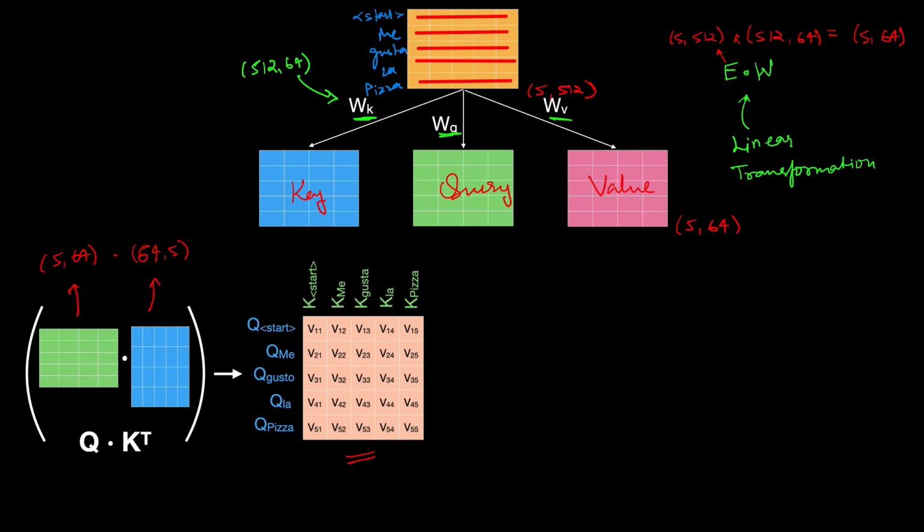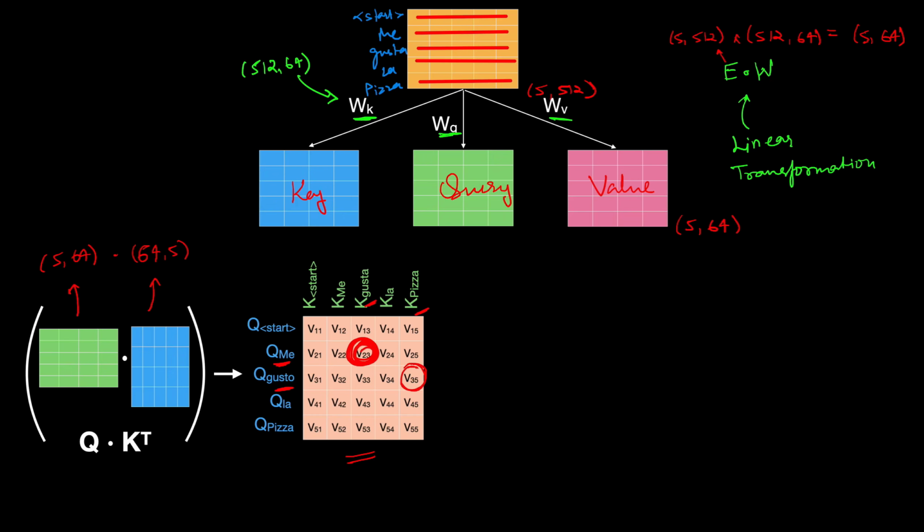For example, this V23 score indicates the similarity between the Spanish word "me" and the Spanish word "gusta". This V35 indicates the similarity between the Spanish word "gusta" and the Spanish word "pizza". These similarity scores also capture the relevant dependencies in the sentence. In the sentence "Me gusta la pizza," there can be a high dependency between the words "me" and "gusta," indicating that the subject "me" is performing the action "gusta," that is, to like. So the similarity score between "me" and "gusta" is going to be higher. Similarly, there can be a high dependency between the words "gusta" and "pizza," indicating that the pizza is the one that is being liked.